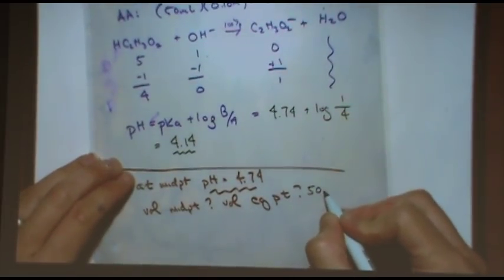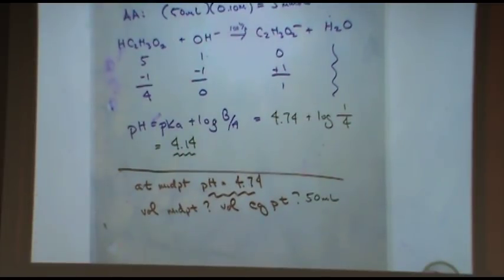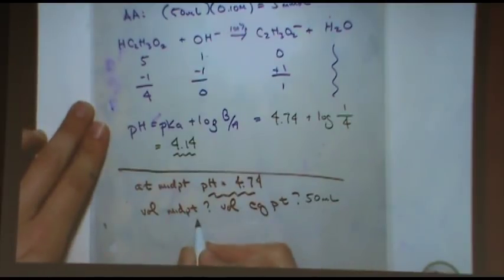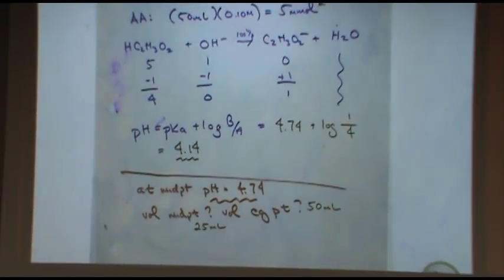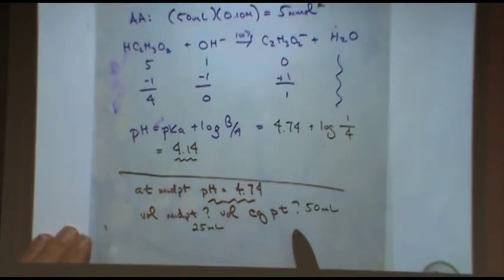So this would be 50 milliliters of the base, which is what you plot on the x-axis, or the 50 milliliters of whatever is added would have to go here. So then the volume at the midpoint would be just half of that, 25 milliliters. Okay? If you wanted to find the pH at the equivalence point, how would you find that?